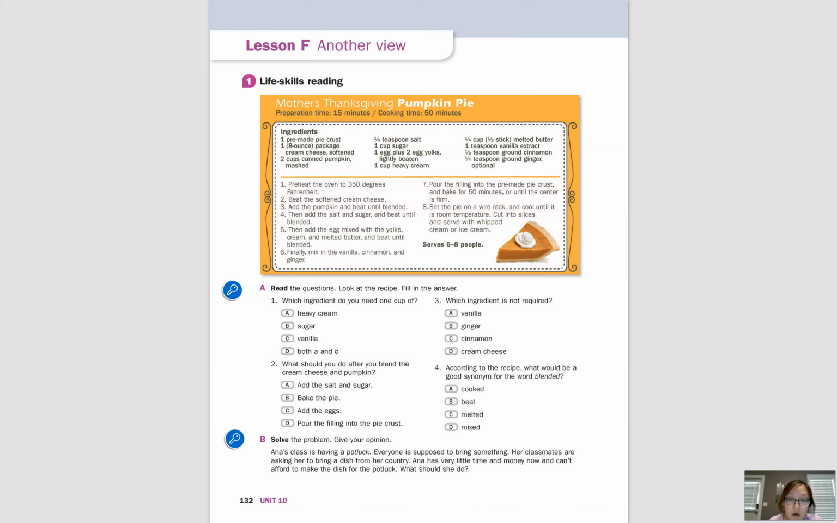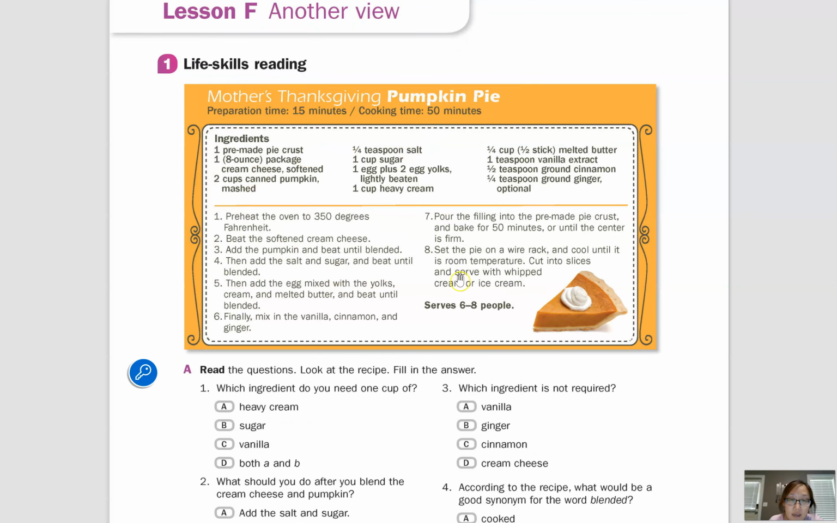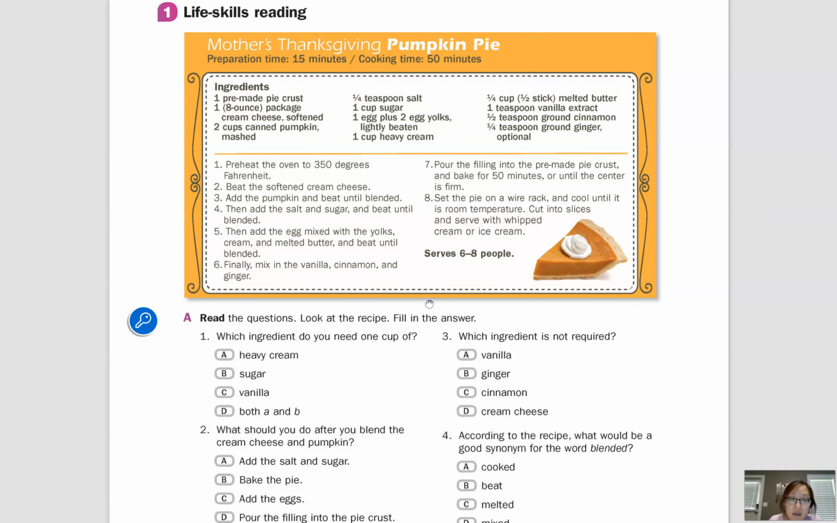Okay, so we are on part 2 of the lesson, and you can turn your books to page 132. Page 132. Lesson F, another view. Okay, so if you look at this picture, you will see that it is a recipe for pumpkin pie, and specifically for Mother's Thanksgiving pumpkin pie.